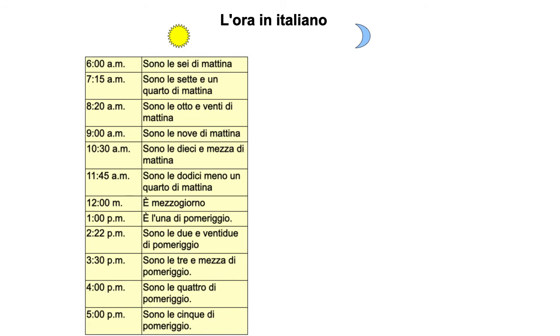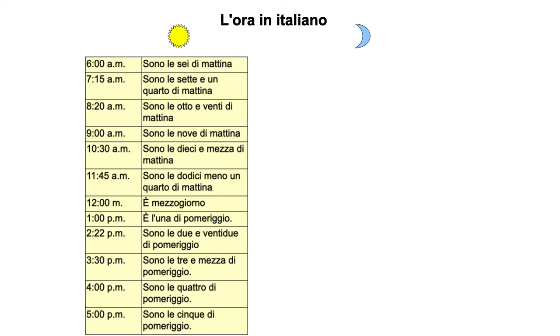Notice that we changed the verb. First we were saying sono, sono, sono. Now we said è, right? And same thing happens with 1. È l'una di pomeriggio. So please remember this. With mezzogiorno and with uno, you say è, right? And then also we will see how we say midnight. Mezzanotte, you would also say è. In every other case, you say sono. Okay? So è mezzogiorno for noon, è l'una di pomeriggio for 1 in the afternoon.